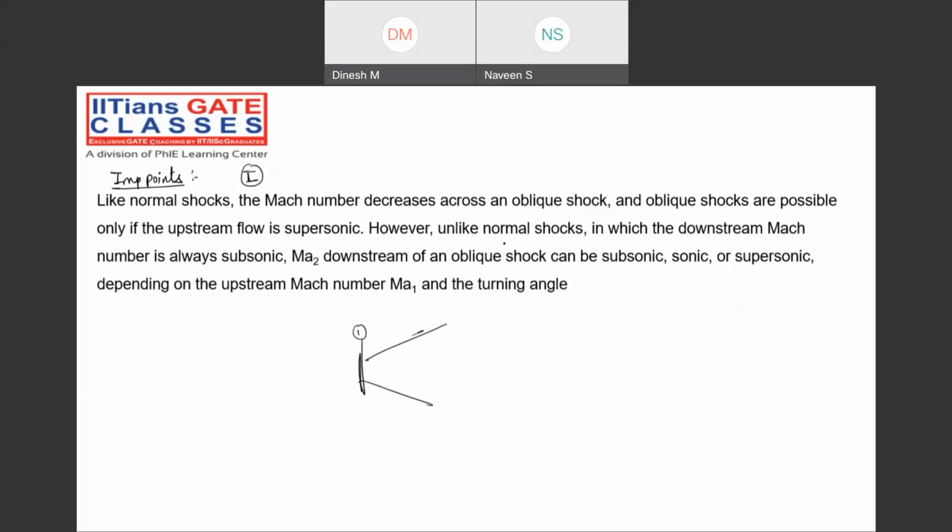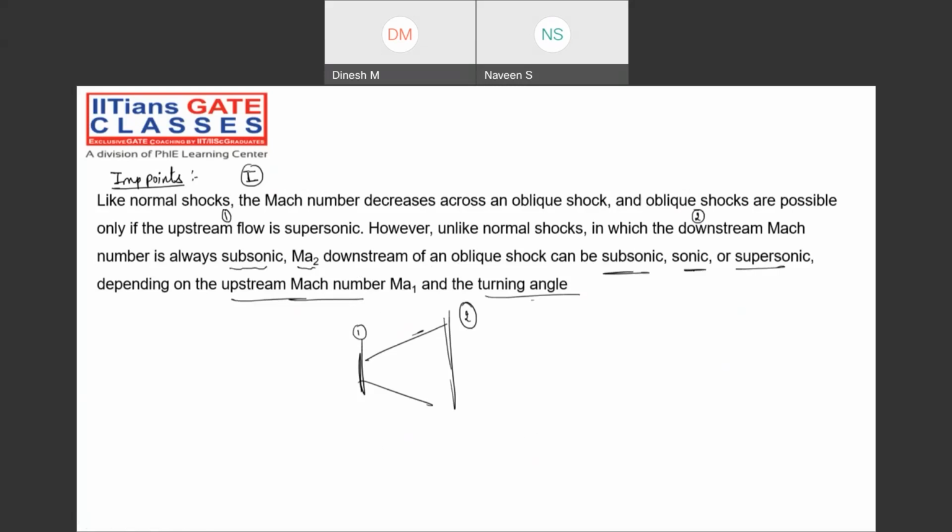But unlike the normal shock, in which downstream at point 2, taking upstream to be point number 1, the Mach number is always subsonic, right? The Mach number is always subsonic downstream of the normal shock, but in the case of the oblique shock, the Mach number can be subsonic, can be sonic, can be supersonic, depending on the upstream Mach number, how strong it is, and the turning angle. Note down, guys, very, very important. With what angle it is turning, that particular wave.